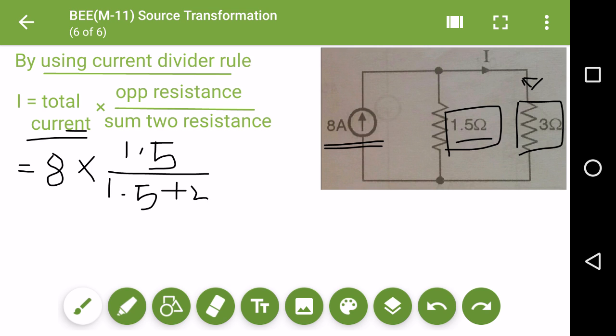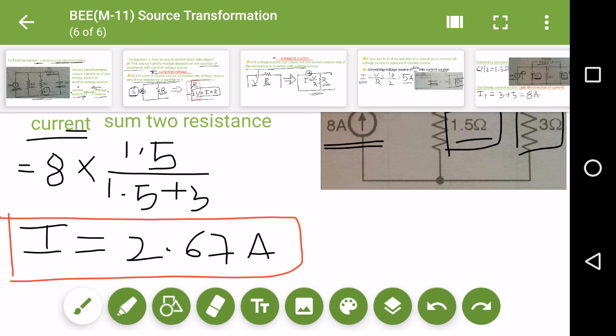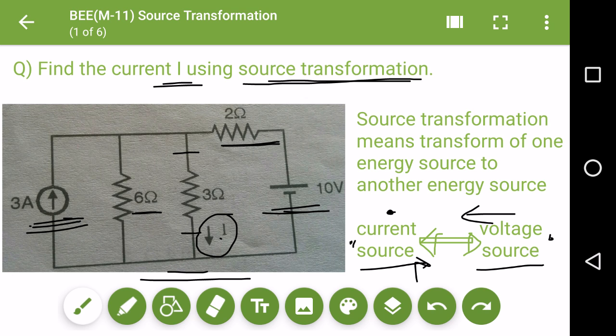1.5 plus 3, and by doing this calculation, you will get your current value through the 3 ohm resistance, that is 2.67 amperes. So this is the current value which I was asked to find. This is my current value, which is 2.67. Thank you.